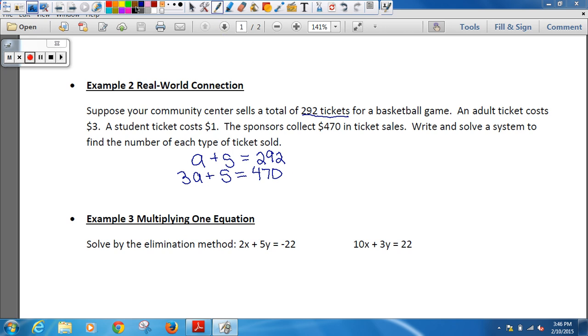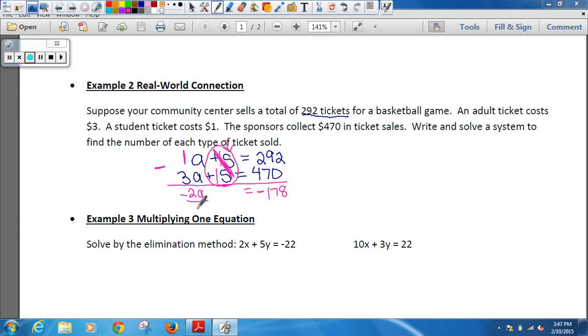Again, you need to look to see if there is a common term. If I look at these, my common term is here. I have 1s and 1s. Once I know I have a common term, I decide if I'm going to add or subtract. I need 1s and 1s to cancel out and go to 0. Well, 1s minus 1s is 0, so that means I need to subtract all my terms. 1a minus 3a is negative 2a, is equal to 292 minus 470, which gives me a negative 178.